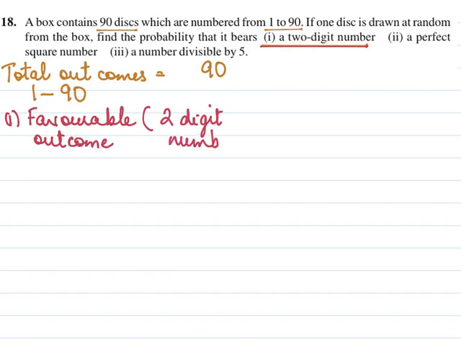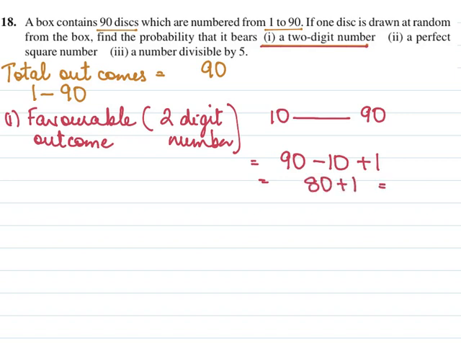2-digit number. Now what are 2-digit numbers? Numbers that have 2 digits. The first 2-digit number is 10, and then we have till 90. So how many 2-digit numbers do we have? 90 minus 10 plus 1, and that would be 80 plus 1, 81 2-digit numbers. So the number of 2-digit numbers in this are 81.